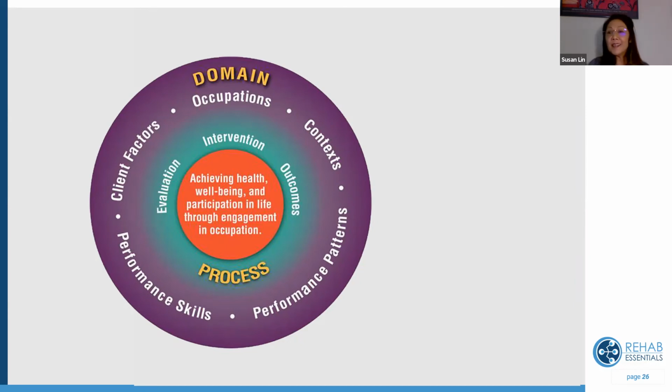Maybe at the very beginning of the curriculum, you just want them to identify the domains, the areas of occupation, like which occupations are being affected by this person's condition. So you can use it in many different ways. I found it helpful in grading papers because if they're doing an activity analysis, if they're writing up an analysis of a case, you can see if they've thought of all aspects of that particular construct.